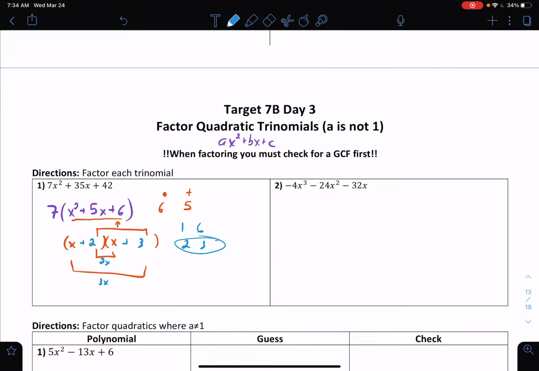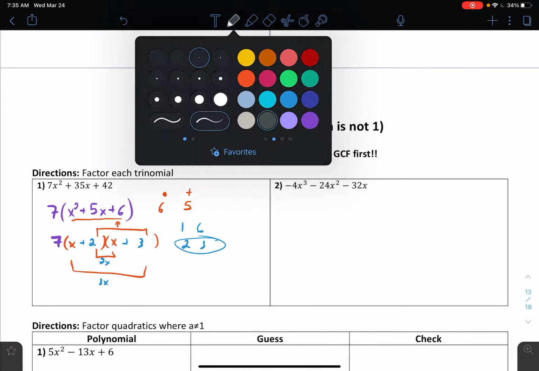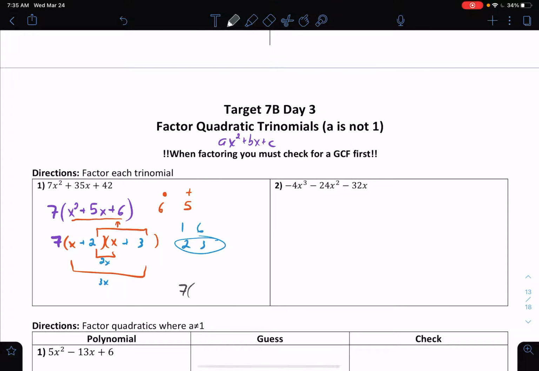So everything checks out. The only thing I need to remember is that at the very beginning, we factored out a 7. So I need to make sure that I remember to include that GCF in my final answer. So my final answer is 7 times x plus 2 times x plus 3. So that is the final factored form here. We factored out the greatest common factor, and then we could factor that trinomial further, so we needed to.